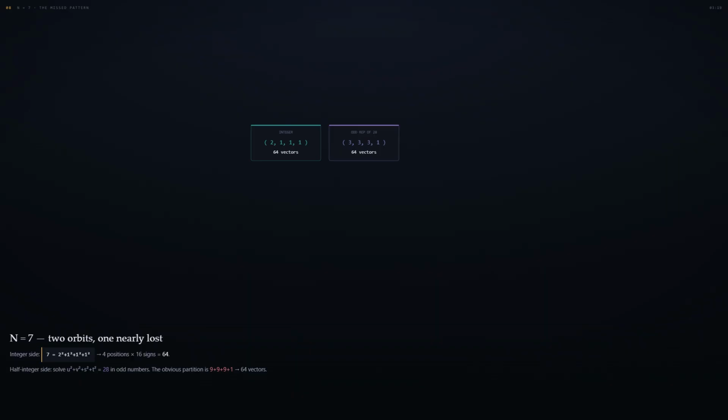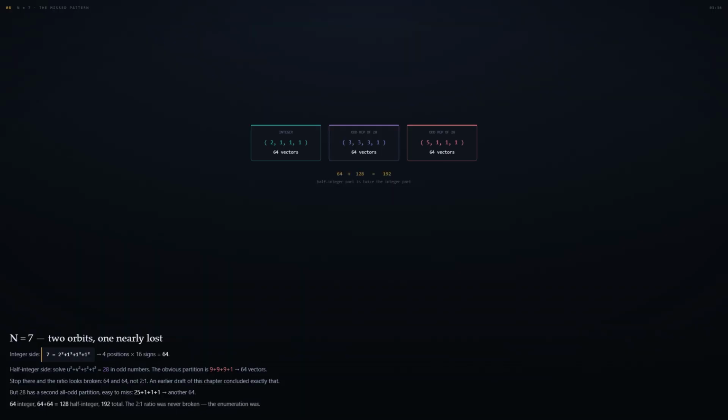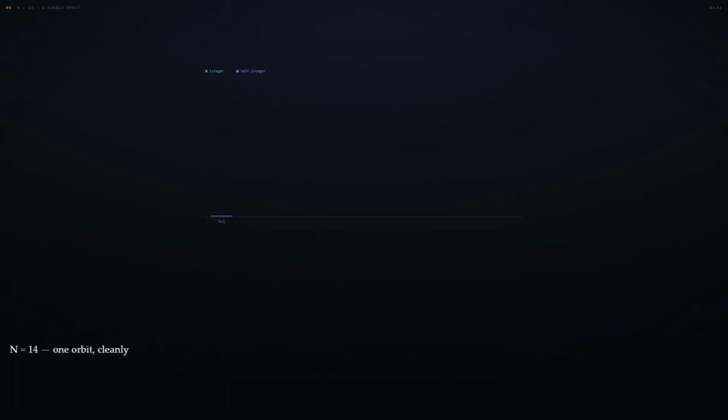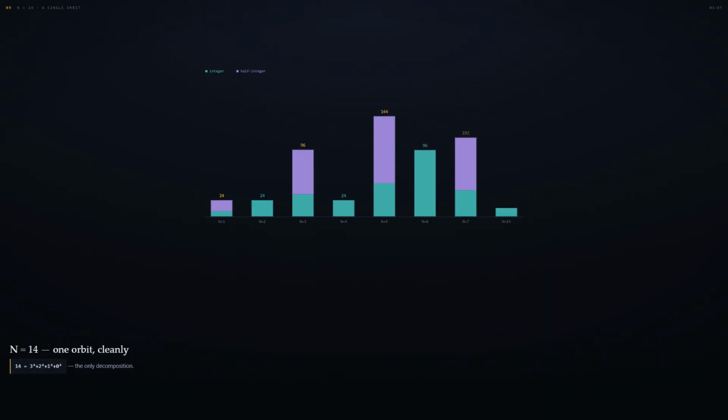8. The missed pattern. Integer side. 7 equals 4 plus 1 plus 1 plus 1, giving 64. The obvious odd partition gives another 64 vectors. Stop there, and the ratio looks broken. 64 and 64, not 2 to 1. But 28 has a second all-odd partition, easy to miss. The 2 to 1 ratio was never broken. The enumeration was.